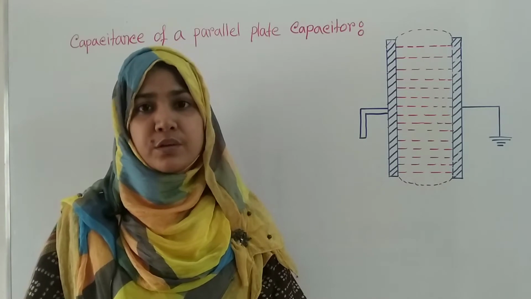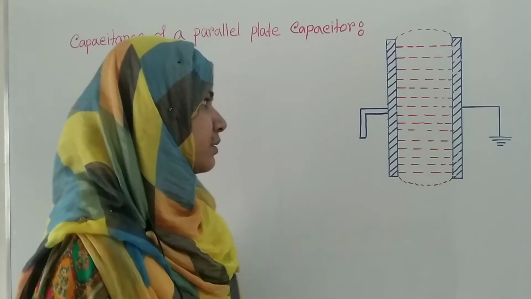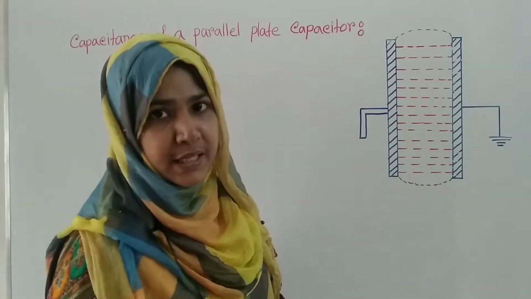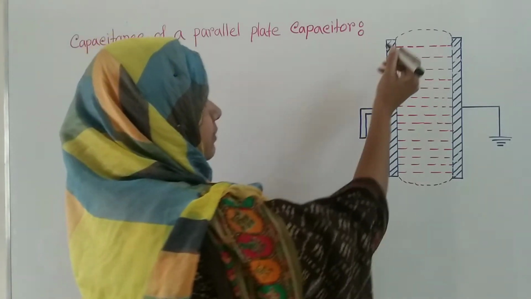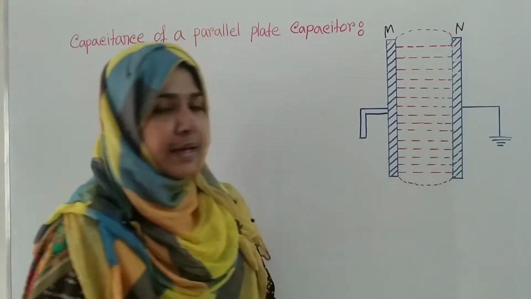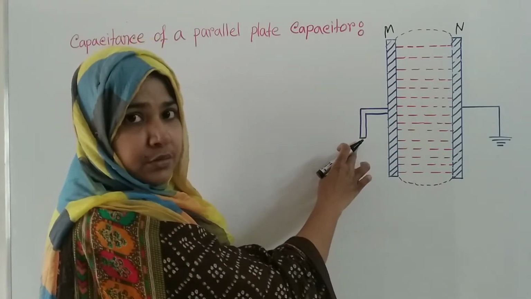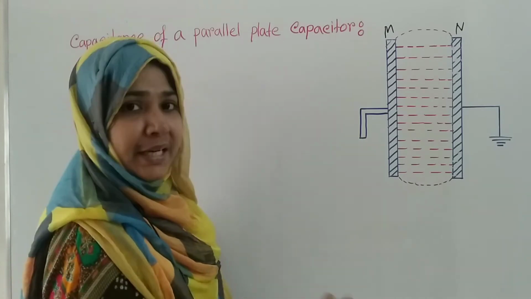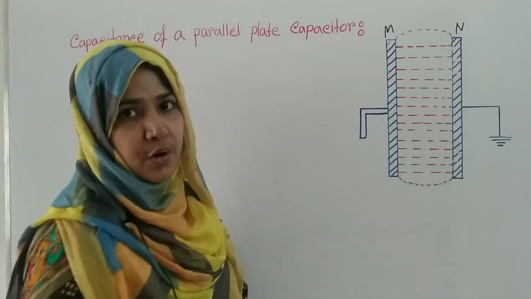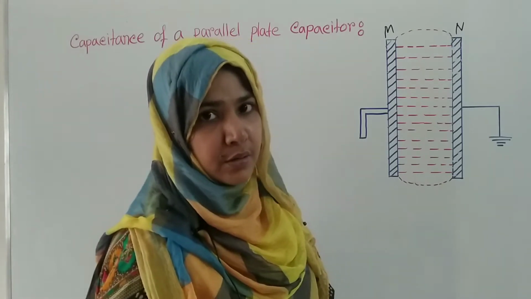Dear students, now we are going to learn about the parallel plate capacitor. Here you can see that there are two metallic plates. The name of this plate is M and this is N. Plate M is isolated from the ground with the help of an insulated rod, and plate N is directly connected with the ground.